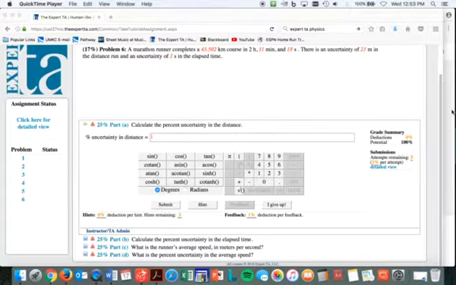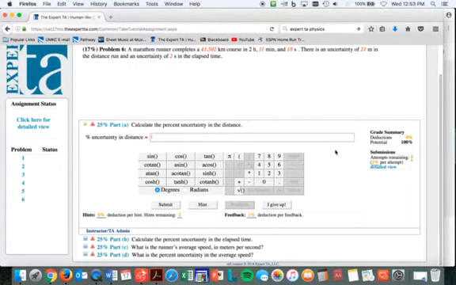How come I can't scroll any further? Oh, I must have to answer the first parts of the questions.